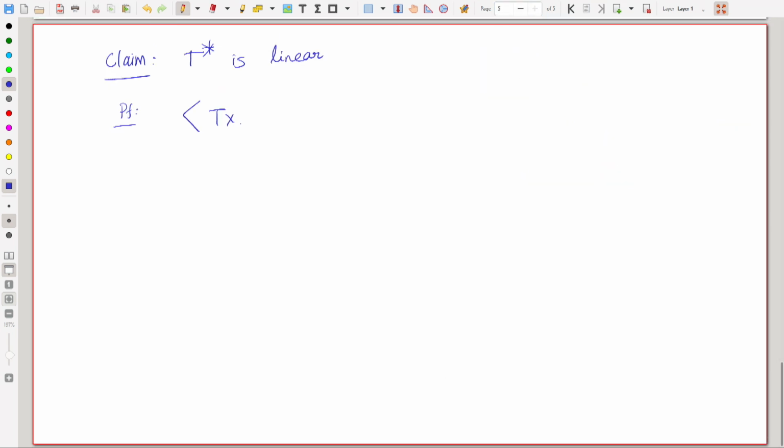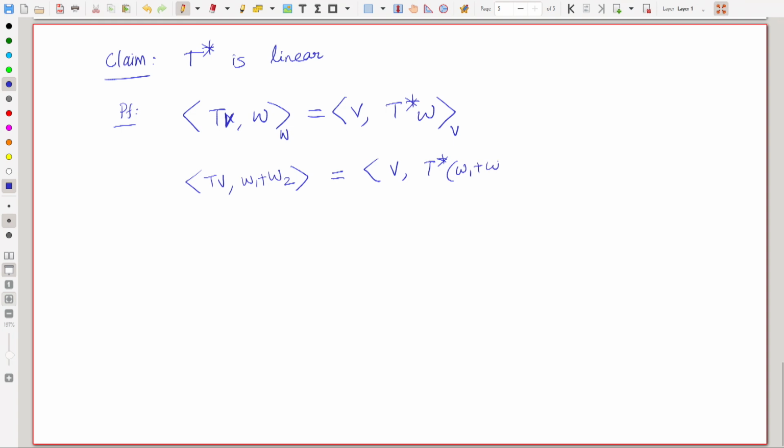The function has this property, right? So what property did it have? ⟨Tv, w⟩ is ⟨v, T*w⟩. This is in W and this is in V. Now my question is, what happens if I change w to w1 plus w2? So let's try that. I want to know why T* of w1 plus w2 is the sum. But on this side I know linearity also in the second variable. My inner product happens to be linear also in the second variable, so let me use that linearity.